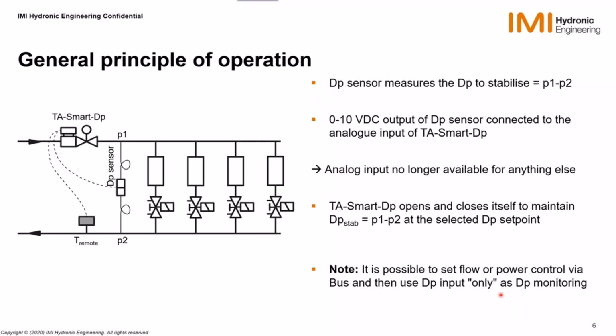So these are the very general principle of operation. A delta P sensor reading the stabilized delta P, reading the delta P to be stabilized, sending the value of it through a voltage signal to the input signal of the TSMAR DP, and the TSMAR DP is controlling to keep this value at the right value of the set point that has been configured to the valve.